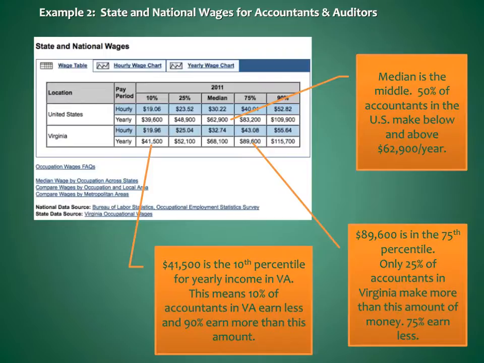$62,900 a year. For Virginia, in the 75th percentile, which is a column that has 75% below it, 89,600 is in the 75th percentile. Only 25% of accountants in Virginia make more than this amount of money. In the 10% column, this is the 10th percentile. The income is $41,500, and this is the yearly income in Virginia. This means that 10% of accountants in Virginia earn less and 90% earn more.